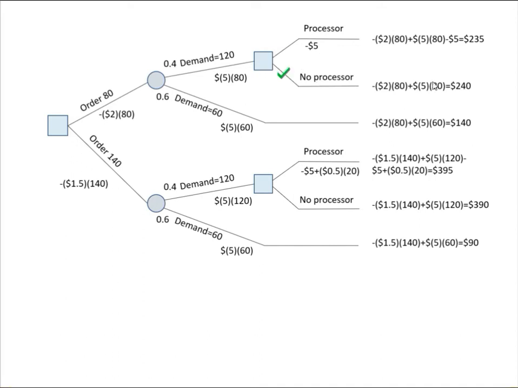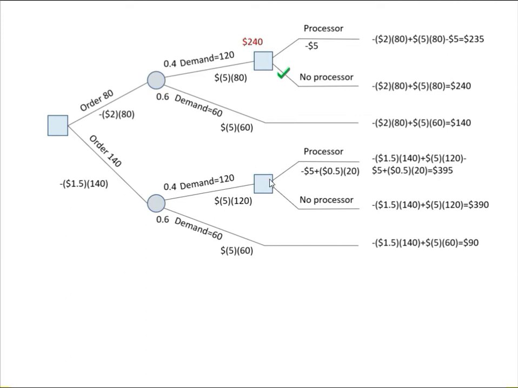I'm also going to put this number over here, just to remind myself that if Michael ever ends up here through ordering 80 and demand is high, then going forward his payoff will be 240 under the best decision. Next, I'm going to move on to this decision.